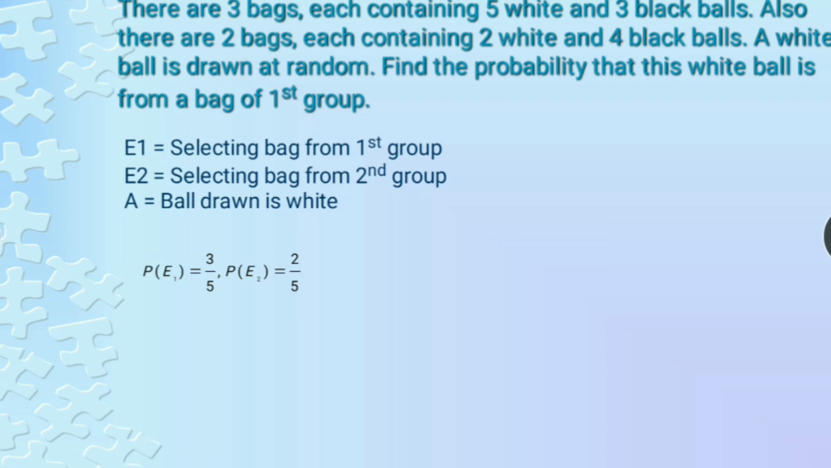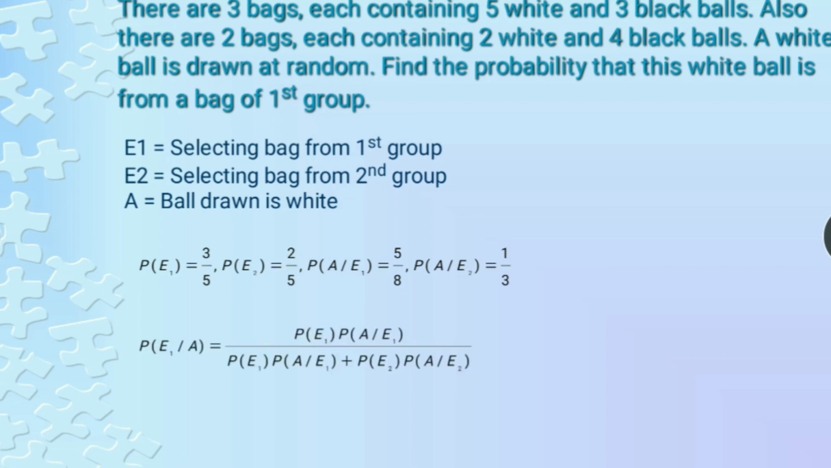Now what will be the probability of A upon E1? That is probability of selecting a white ball when we have already chosen the first group of bags. So how many white balls are here? 5 white balls are here, and total number of balls are 8. So it will be 5 upon 8. And probability of A upon E2 will be 2 upon 6, which is 1 by 3. So these are the things which we have with us.